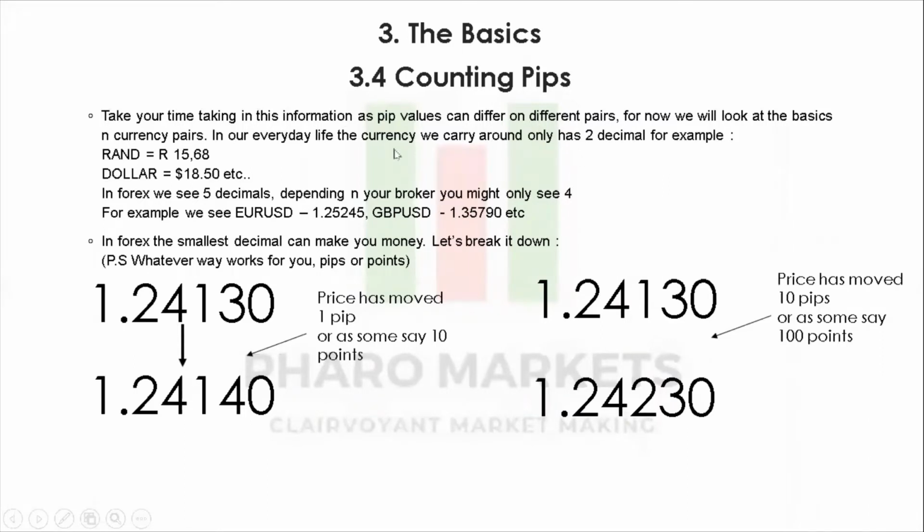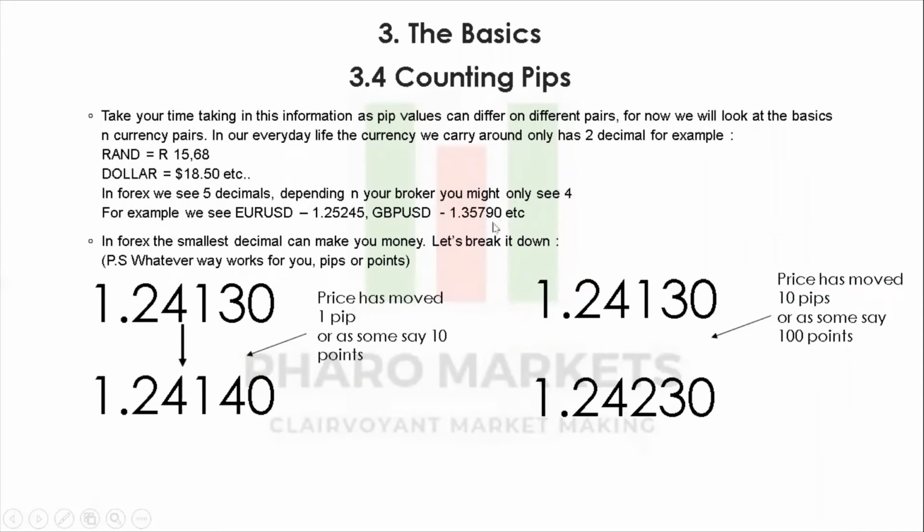Basically in our everyday life, the currency value we have has two decimals. For example, the rand is 15 rand 68 cents, the dollar maybe $18.15 or whatever. Now in forex we see 5 decimals. Depending on your broker, you might only see 4. I prefer a broker that gives me 5. For example, we see EUR/USD would be 1.25245, and GBP/USD might be 1.35790, just an example.